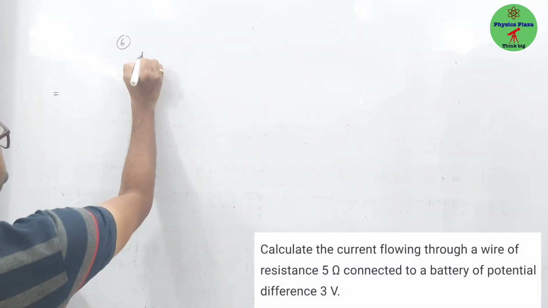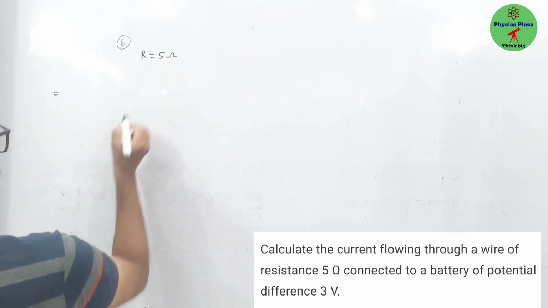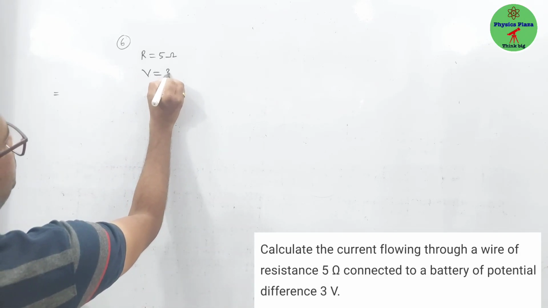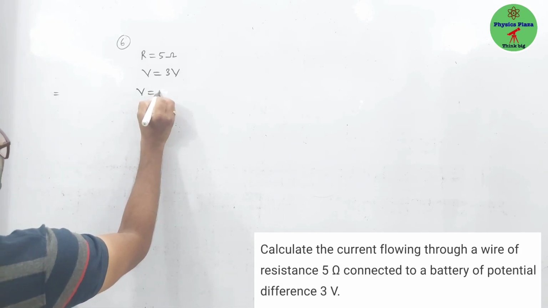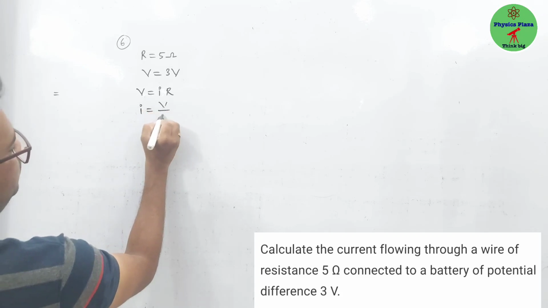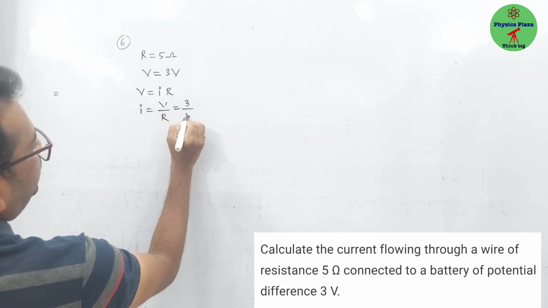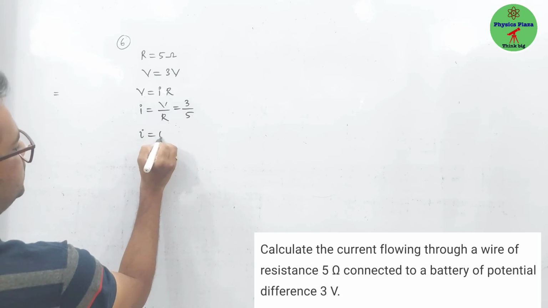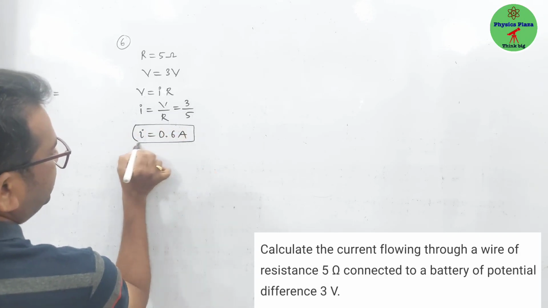As per the numerical, it is given that we must calculate the current flowing through a wire of resistance 5 ohm, and the potential difference is 3 volt. So they are asking us to calculate the current. Same formula, V is equal to IR. So I is equal to V by R. V is 3, R is 5. So I is equal to 0.6 ampere. Such a simple numerical.